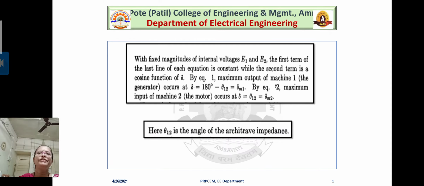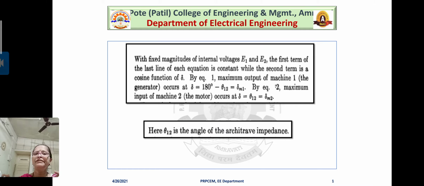Okay, moving further, with fixed magnitudes of internal voltages E1 and E2, the first term of the last line of each equation is constant, while the second term is the cosine function. Okay, that we have already just seen. So what point you have to remember? Delta M1 and delta M2. What are these? It is the angle at which the maximum output of machine 1 occurs, and the maximum input of machine 2 occurs. And what is this theta 12?